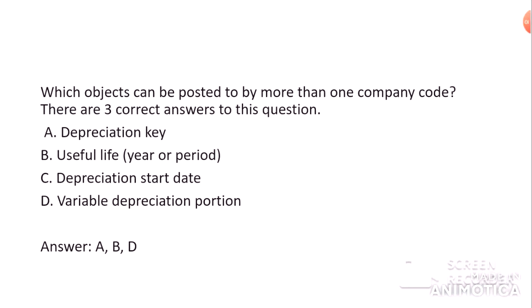Now let us see a few questions. Which objects can be posted to by more than one company code? We can use the depreciation key for more than one company code. We can use useful life, meaning year or period, for more than one company code. Variable depreciation portion for more than one company code. Depreciation start date is unique for each and every asset or company code.